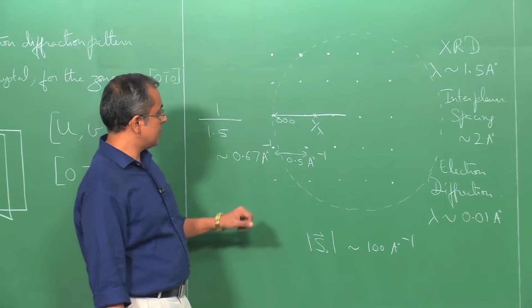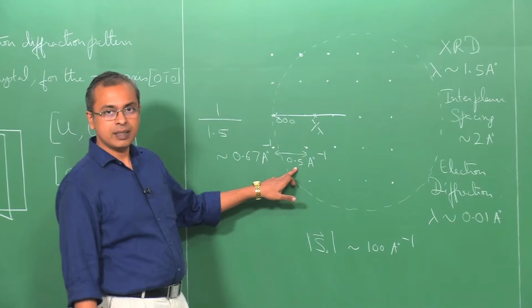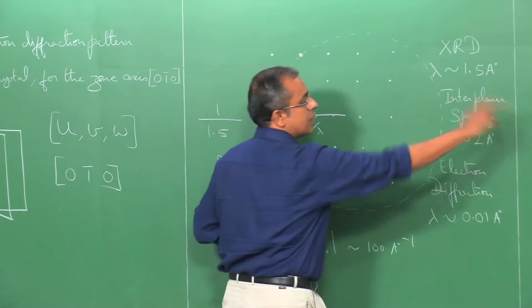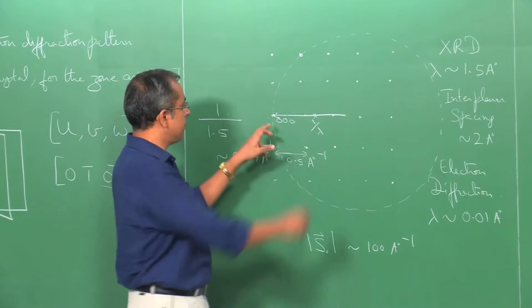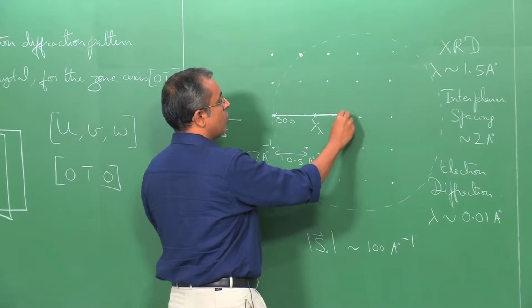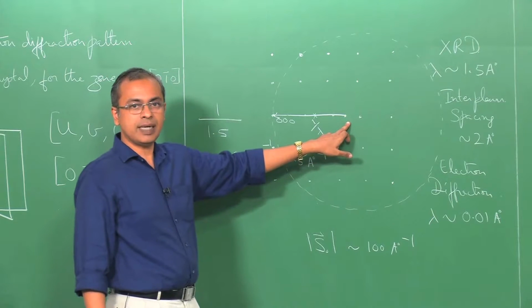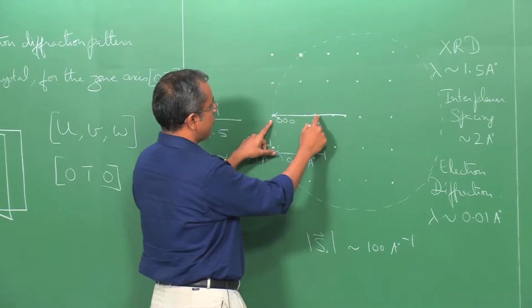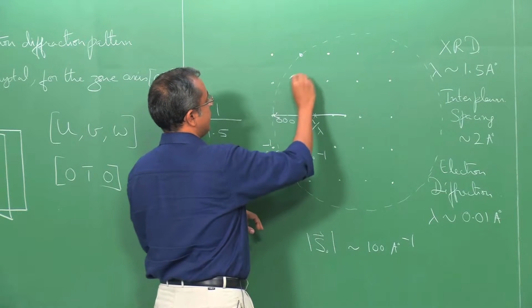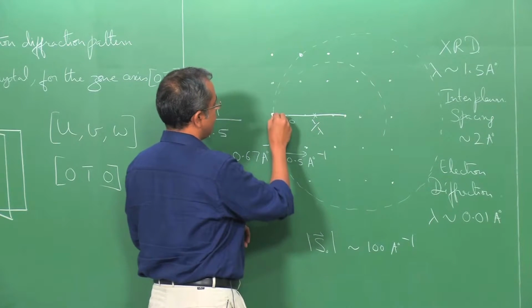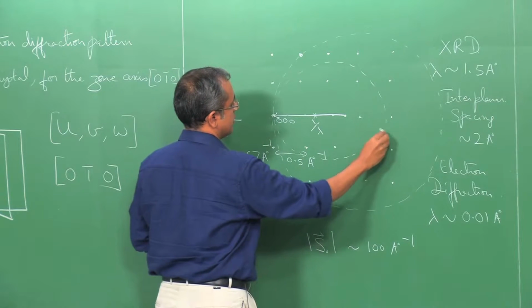So, it means if you have only 0.5 here, you have to go 200 spacings along this line before you can put the origin, or the center of the sphere, right. Right now, for example, I have put it at a little over 1.5 for this particular wavelength. For XRD you would see something like this.